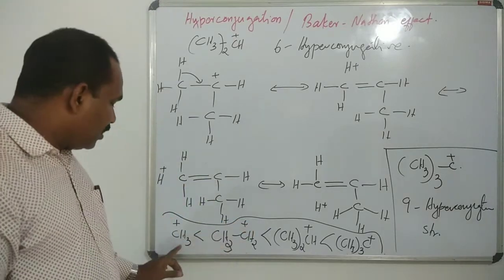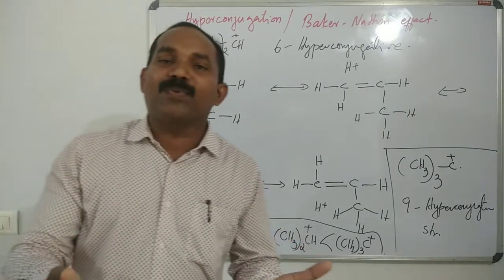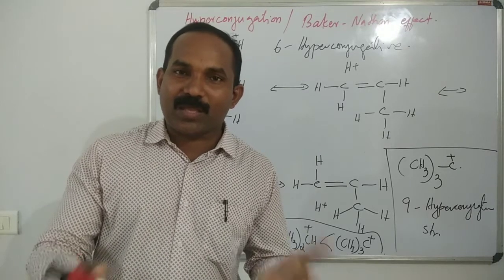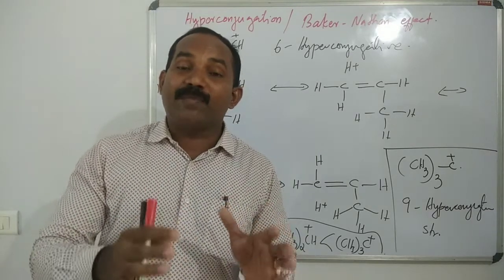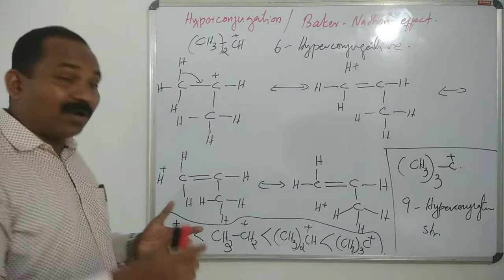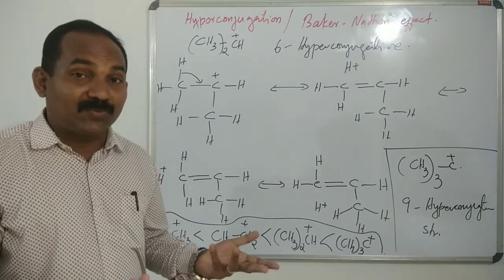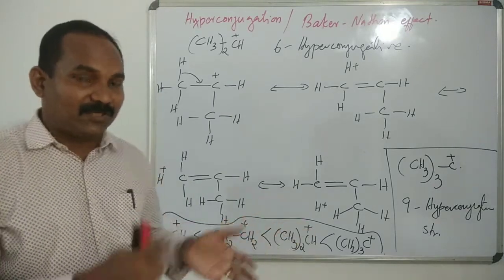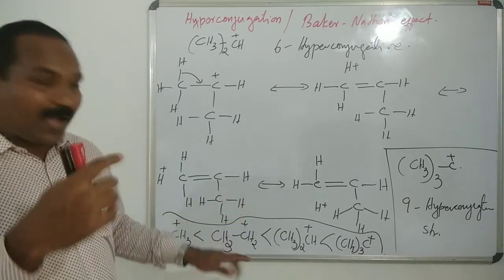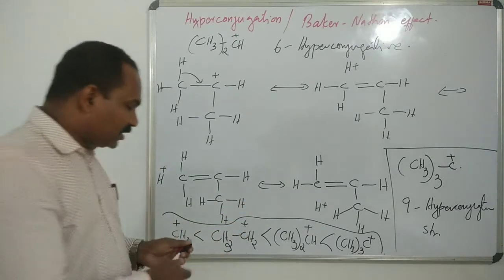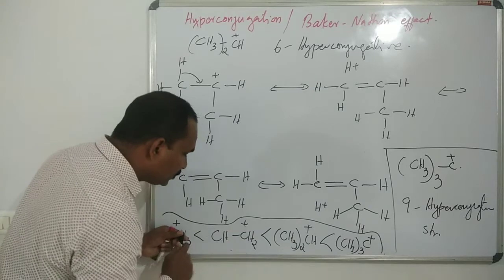The simple reason: CH3+ has no hyperconjugative structure, because it is not connected to the adjacent CH bond. Here, 3 hyperconjugative structures are already written.